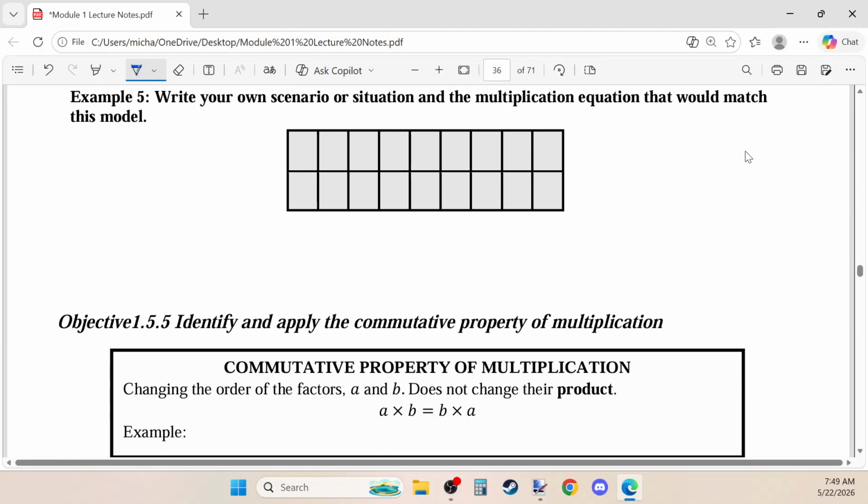Wasn't too bad. Write your own scenario or situation and the multiplication equation that would match this model. We have 2 times 1, 2, 3, 4, 5, 6, 7, 8, 9. 2 times 9 is 18. It says write a scenario, so write a word problem for that as well. So you can come up with whatever word problem you want to go with that.